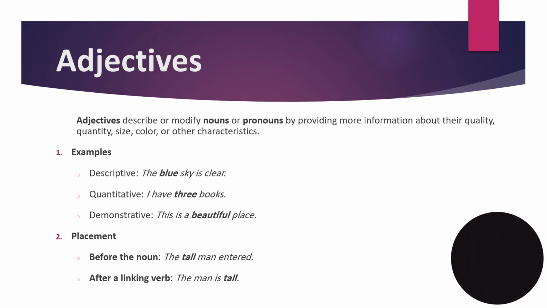And we have the demonstrative: that is a beautiful place. Placement: before the noun. The tall man. It comes before the noun, as you can see. We don't say the man tall. It's not like Arabic, so English is specific here. After a linking verb: the man is tall. Of course, after is, the verb to be, we have the adjective, because the verb to be here describes.